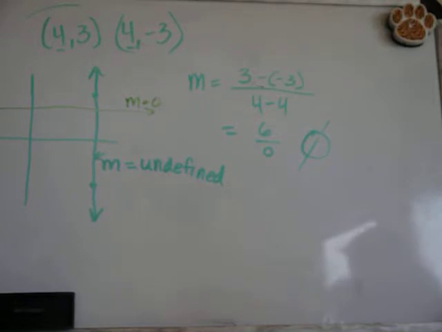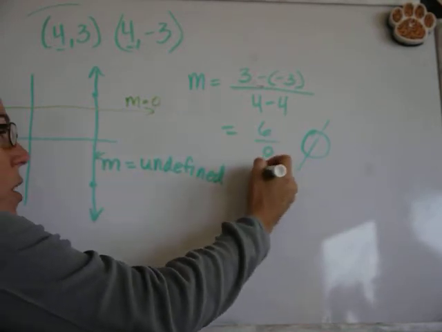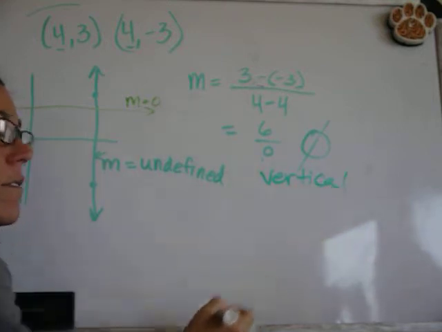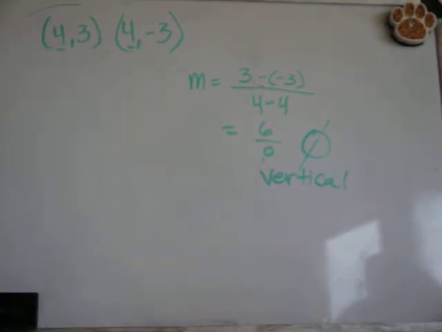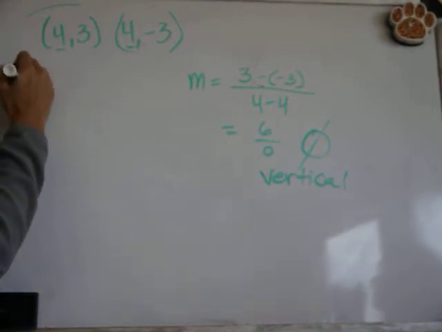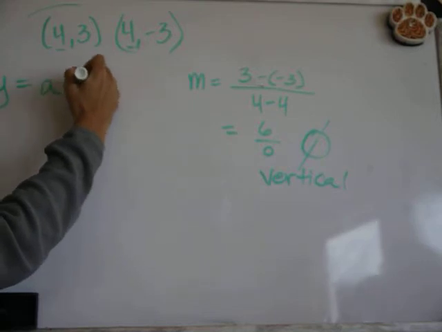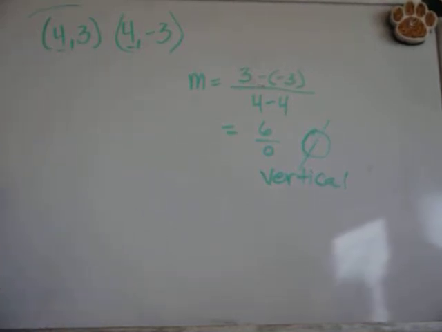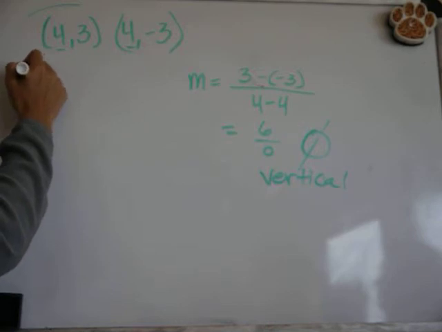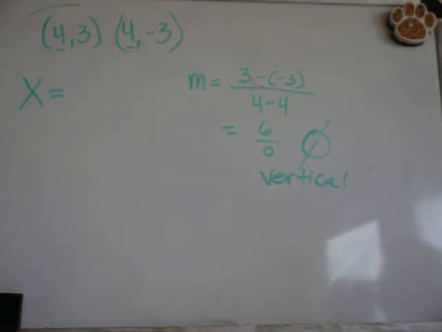So we need to figure out the equation of this line. Once you get a 0 in the denominator, you know that it is a vertical line. Anytime you get 0 in the denominator, that means vertical. In the book it says the answer is x equals 4. Remember, y equals something is a horizontal equation, and when we are doing a vertical equation, x just equals a number. What does x equal? 4.